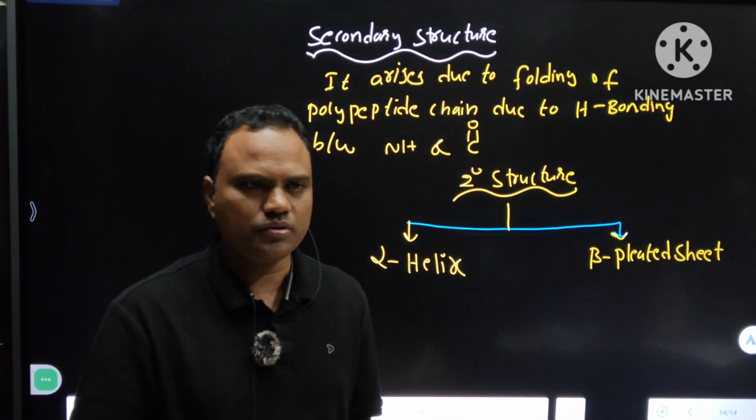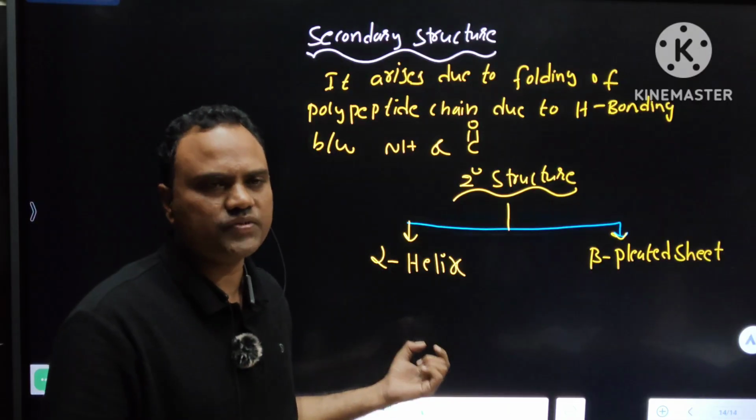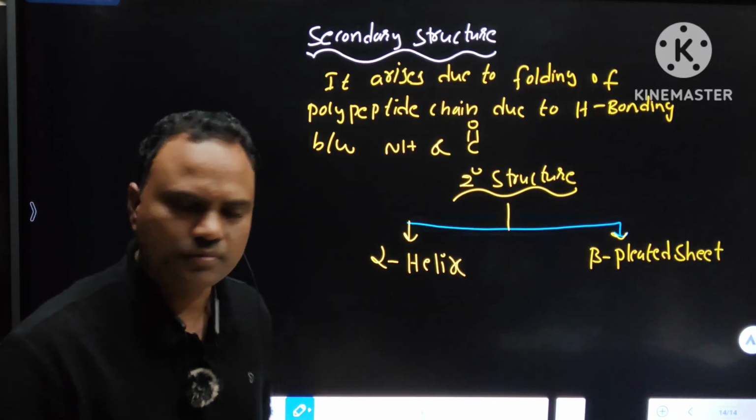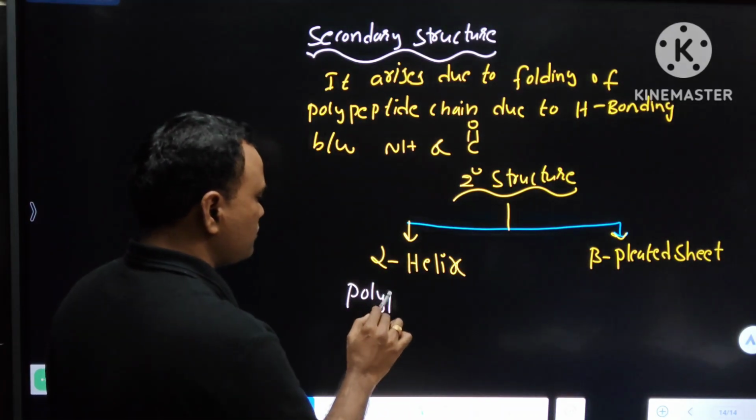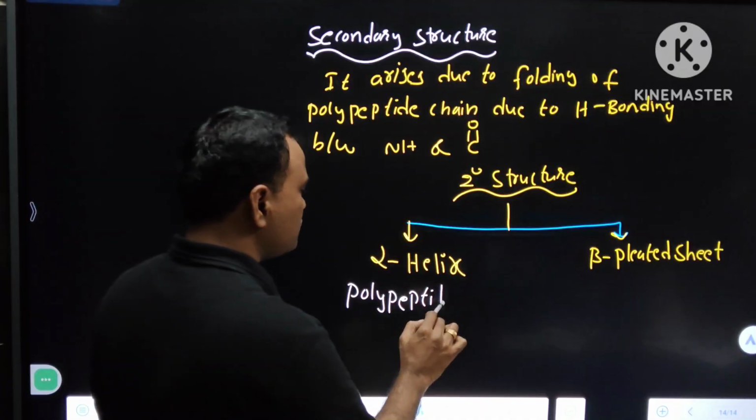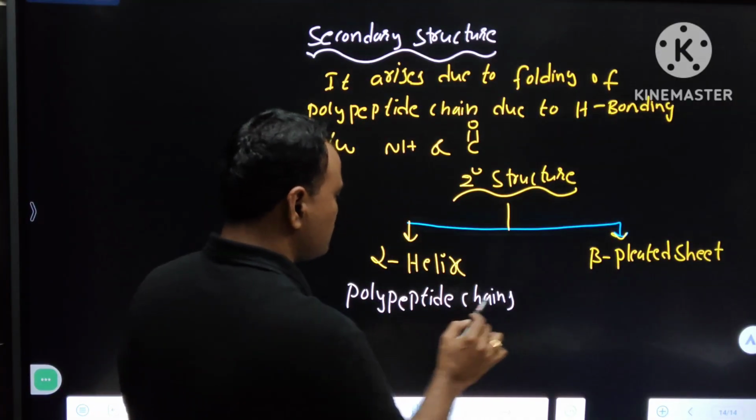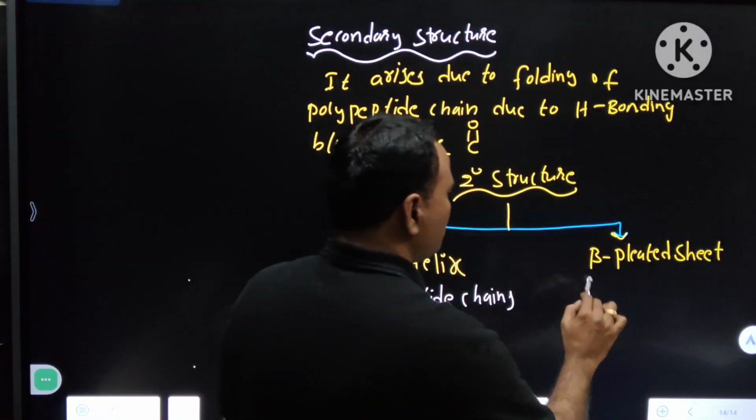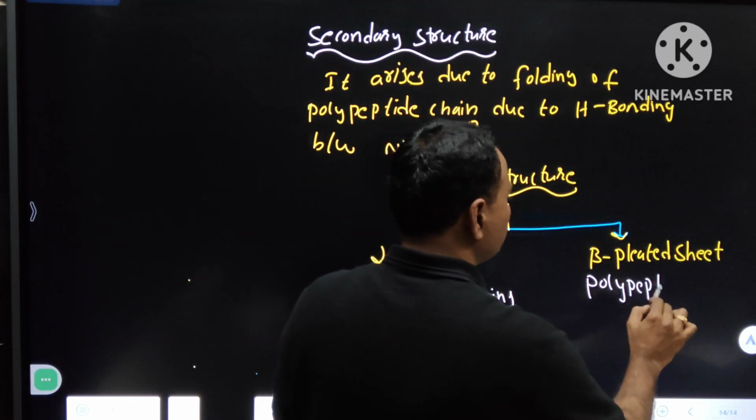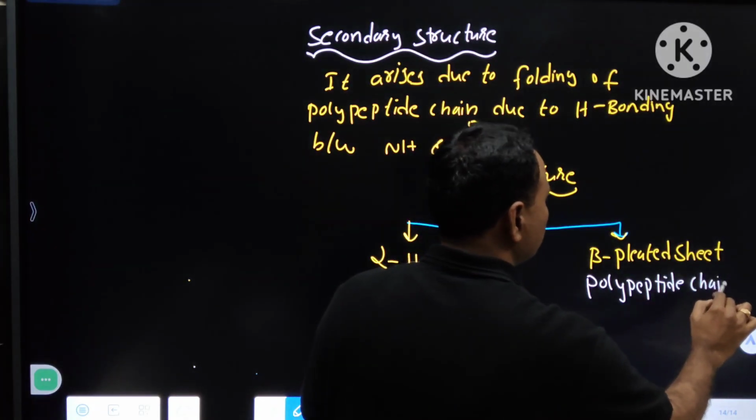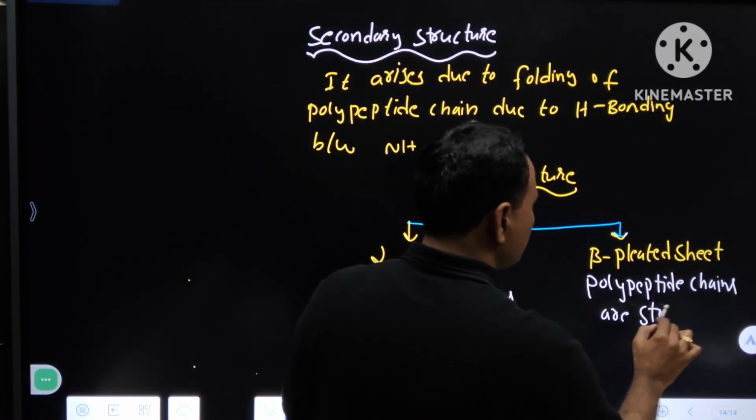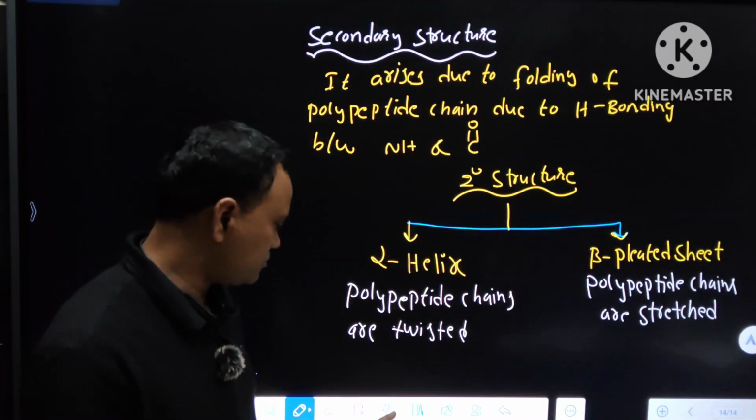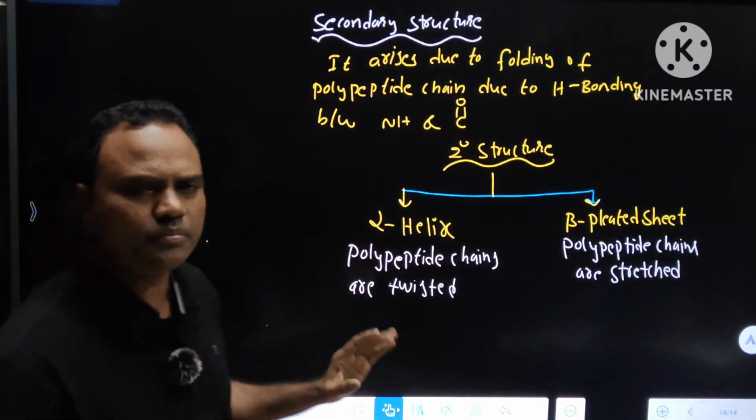A simple definition: in alpha helix, polypeptide chains are twisted. In beta pleated sheet, polypeptide chains are stretched. In zoology you learn about this briefly, but in this chapter just basic fundamental information is enough.